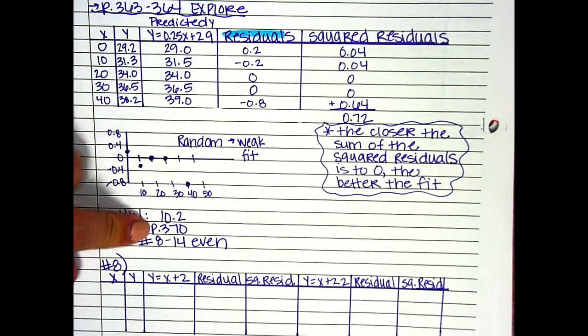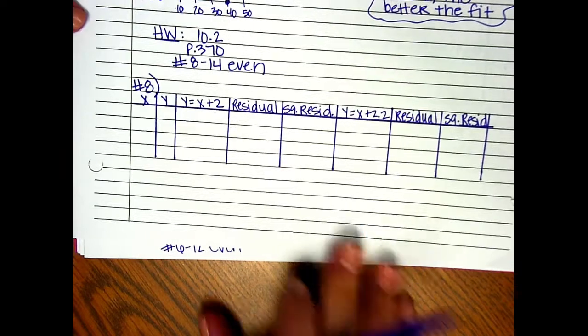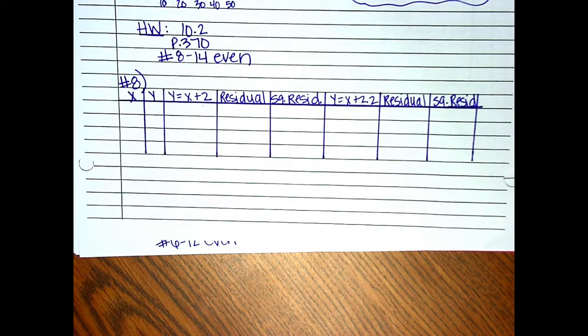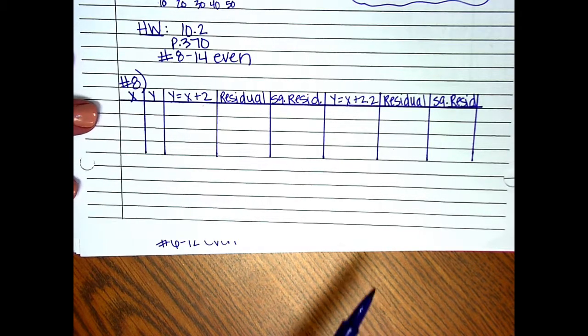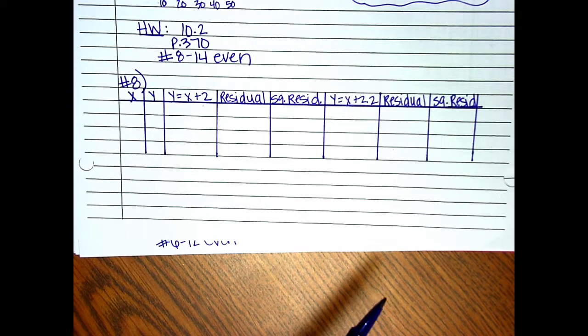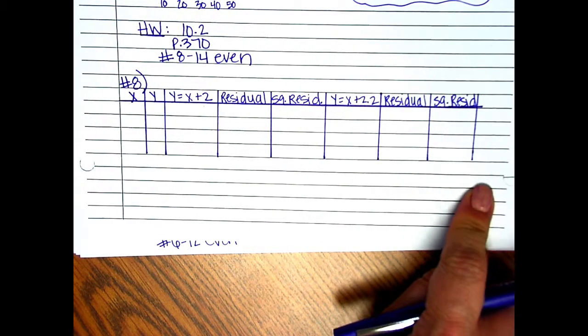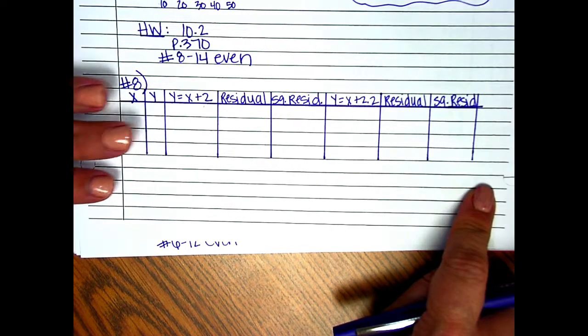Your homework for 10.2 is on page 370. It's numbers 8 through 14 even. And I'm going to go ahead and do number 8 with you because we did not do anything like this yet. Well, let me take that back. We did it, we just didn't do a double. What they're wanting to know in 8 through 14 is, here's a set of data. Now, here are two lines. Which one is the better fit? Basically, we're going to make what we did up top for the example, but we're going to do two in the same chart.